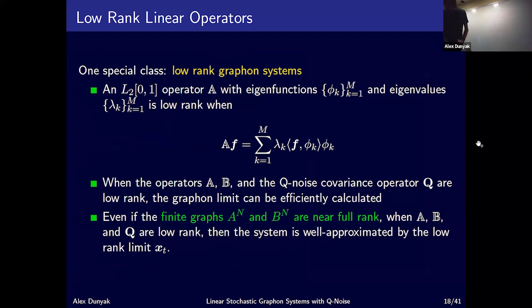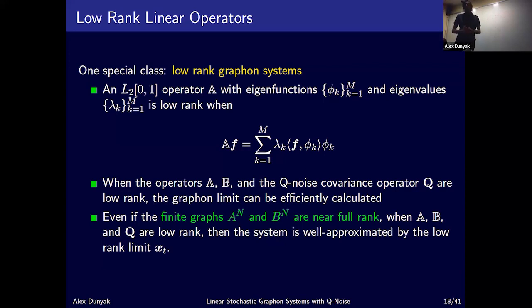So here, when you have an L2 operator A with a finite number of eigenvalues and a finite number of eigenfunctions, then you can actually write the operator A acting on some function f just as this finite sum of the eigenvalue times the projection onto each of its eigenfunctions. So when you have your operators A and B, and one of them is low rank, and your Q-noise covariance operator Q is also low rank, then you can efficiently calculate the graphon limit.